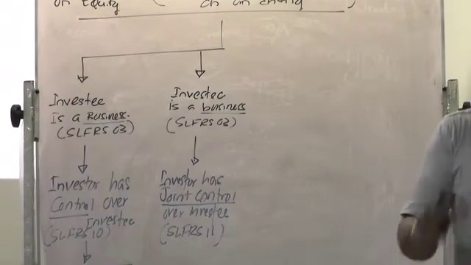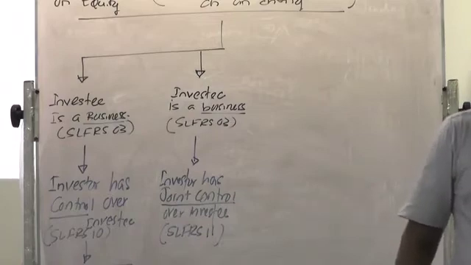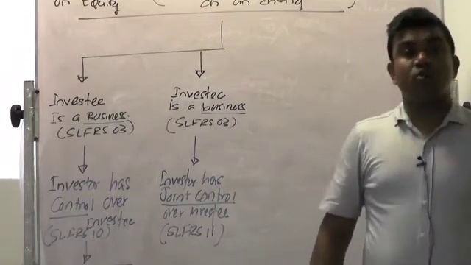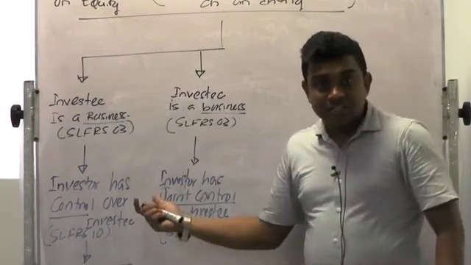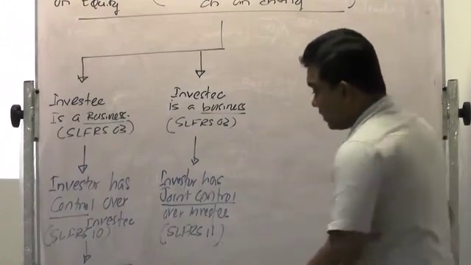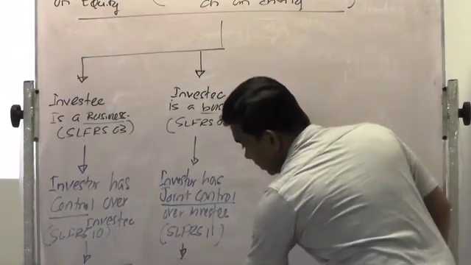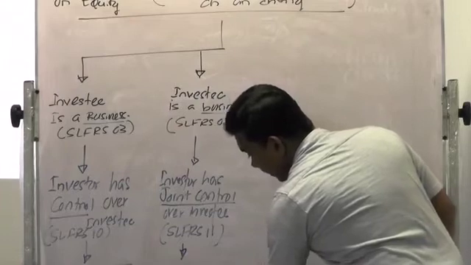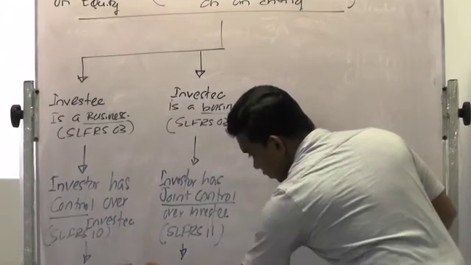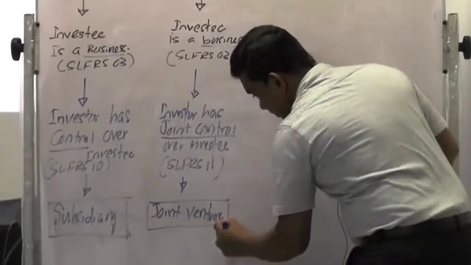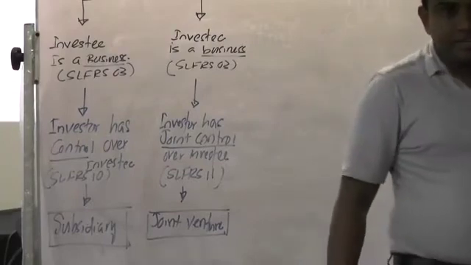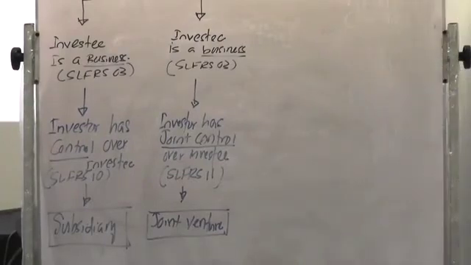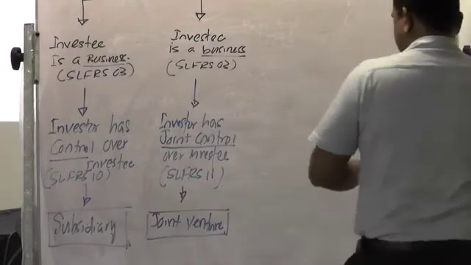Joint control means to take decisions on relevant activities, both parties have unanimous consent. If two parties or more than two parties need to agree to take decisions, it's called joint control. In such a situation, it's called a joint venture. Joint operation is not an entity, therefore it is generally a joint arrangement. Since the other party issues shares, it is a joint venture. Clear? The third category.